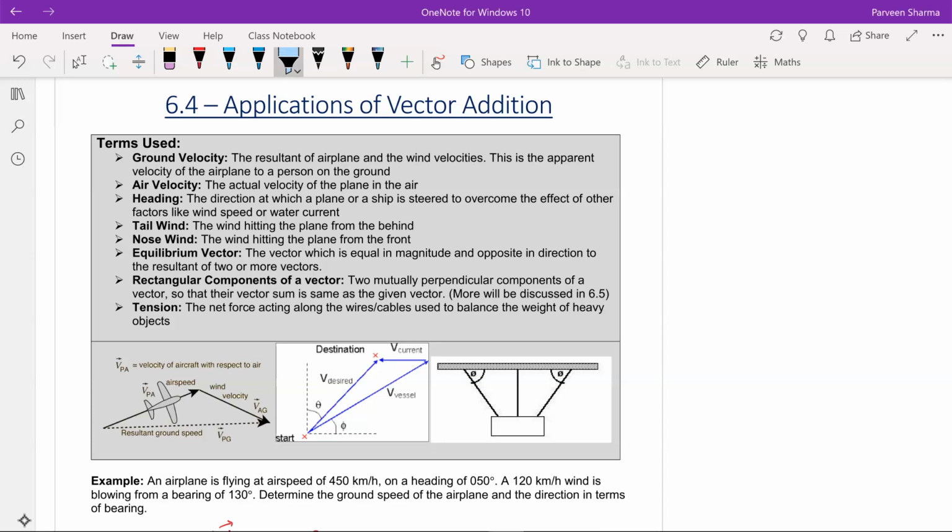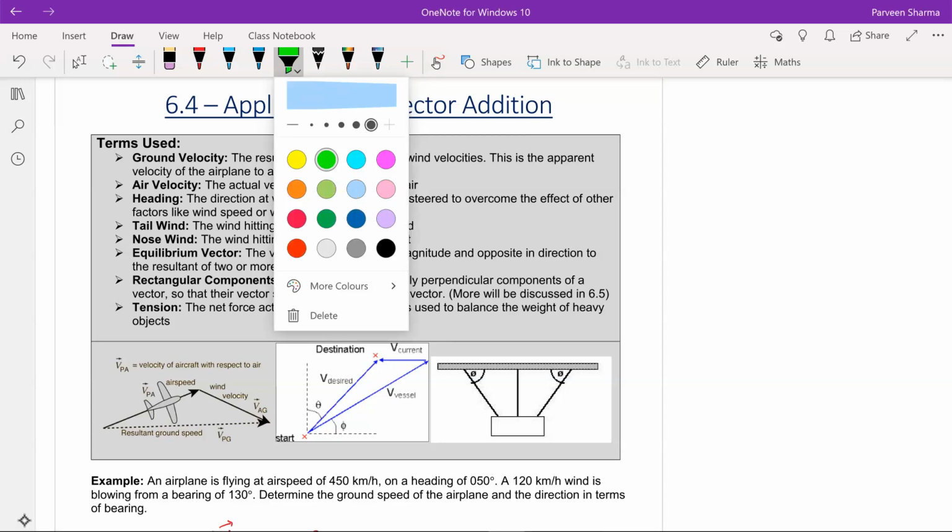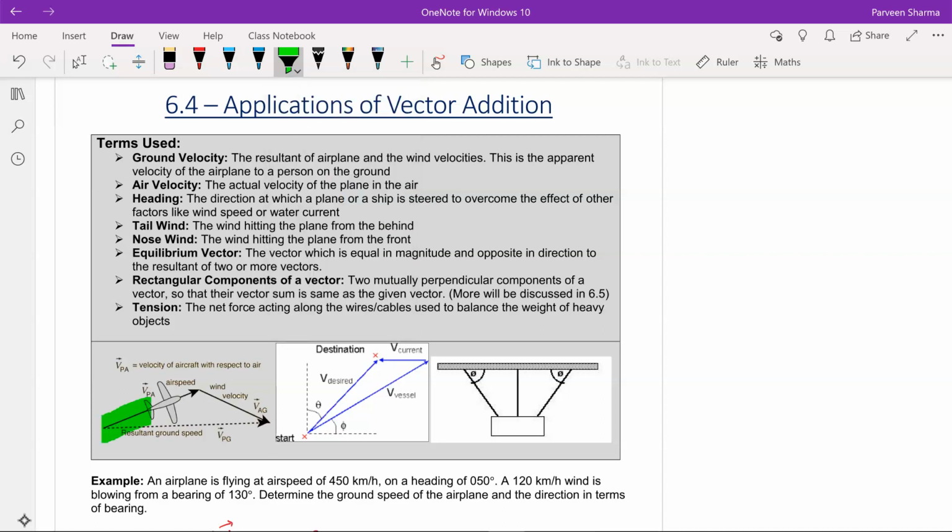You can also understand this from the diagrams I have included. So this is the velocity of the plane with respect to air. The plane is flying in this direction, wind is going in this direction, and the plane will end up going in this direction.